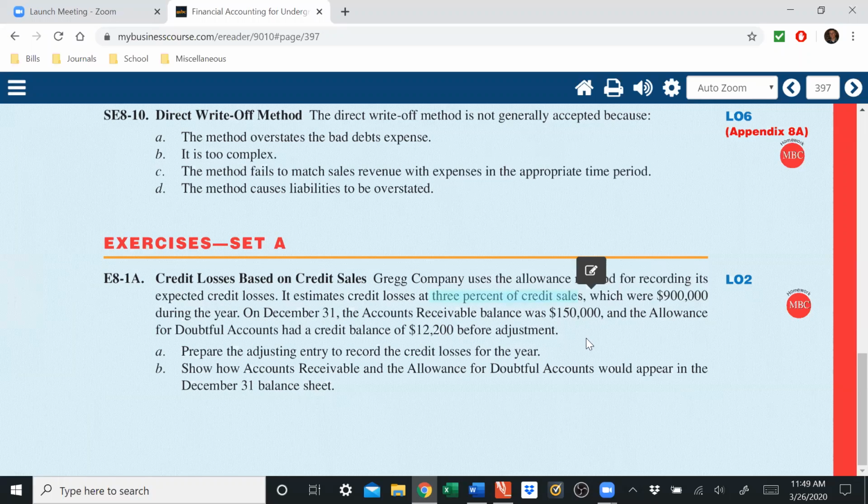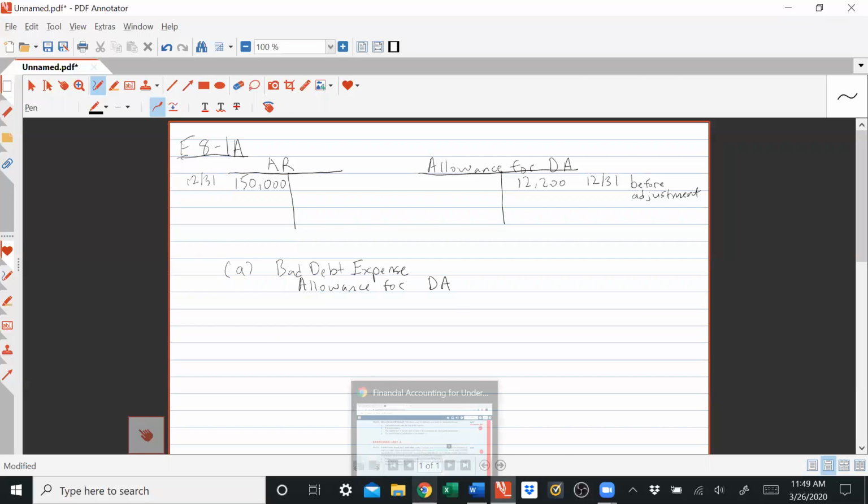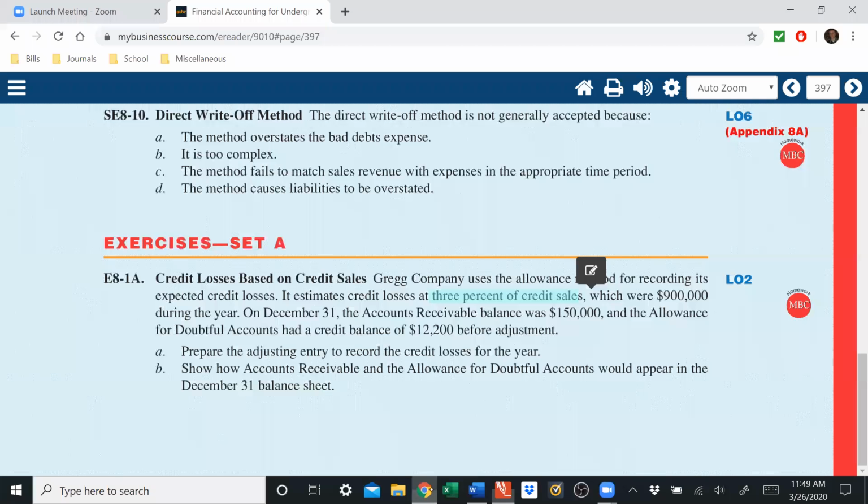So part A, what's the adjusting entry? We need to figure out what's 3% of 900,000. The adjusting entry in part A, the debit will be debit bad debt expense. And the credit will be to allowance for doubtful accounts. And the number is the 3% of 900,000. 900,000 were all those sales dollars this year that we did on credit. And we expect not to be able to collect 3% of that.